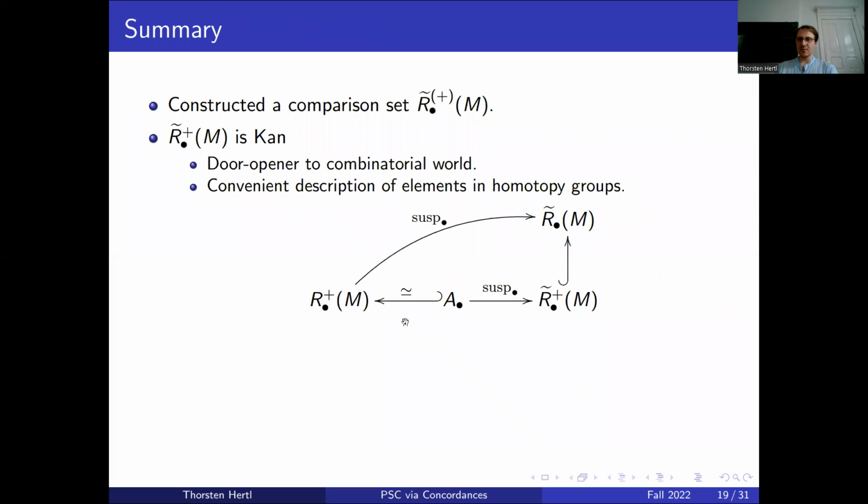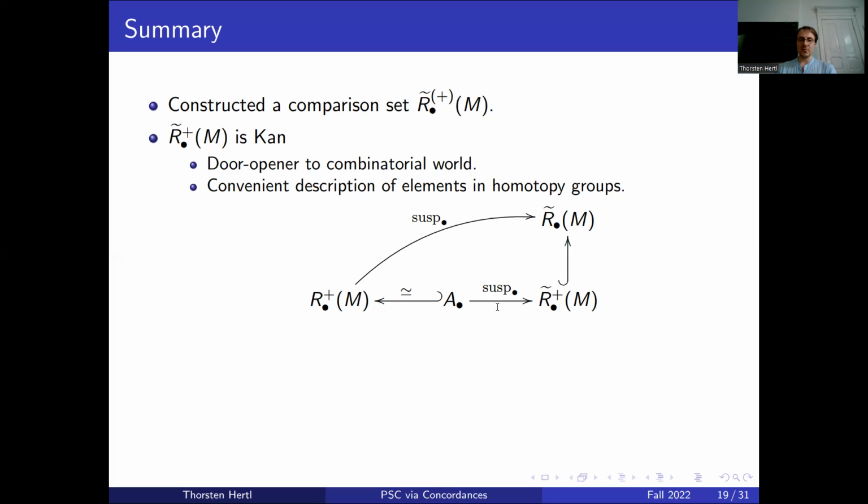Okay, this finishes the first part of the talk. Let me shortly summarize what we have seen. We have constructed a comparison set that only encodes concordance information within itself. And we have shown that the space of PSC block metrics, the approximation space, is a cubical concordance set. This might not be so interesting at first hand, but this is important because it's the door opener to the combinatorial world. It allows us to throw the whole combinatorial machinery towards the space. For example, we get the very convenient, element-wise description of the homotopy groups, which is important later on because we want to detect non-trivial elements, and therefore a description that favors elements is really nice.